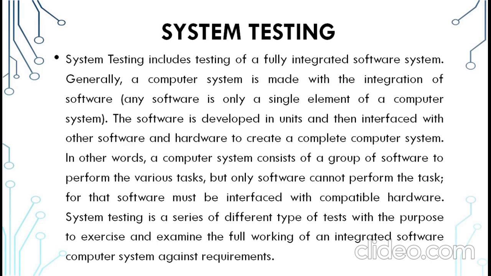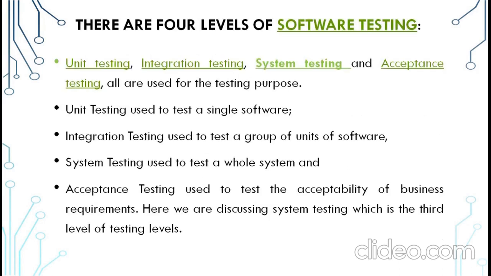So system testing is a series of different types of tests with the purpose to exercise and examine the full working of an integrated software computer system against the requirements. We perform system testing to find out whether we are satisfying the user requirements or the business requirements of the system we have developed. So we are exercising and examining the full working condition of the integrated software.